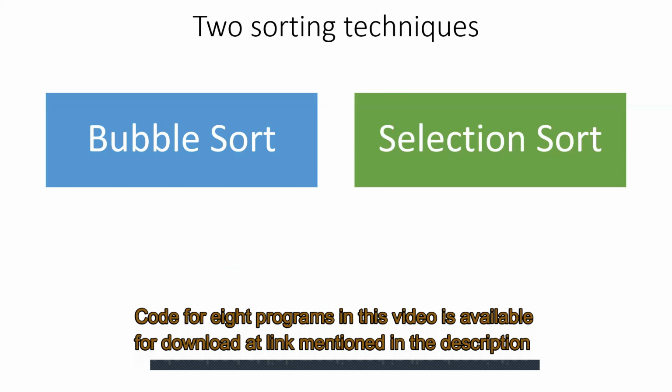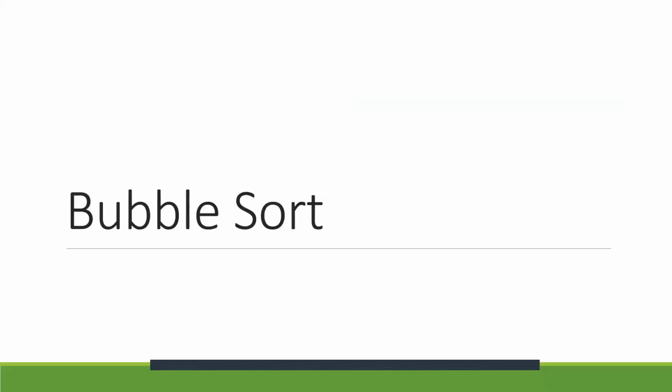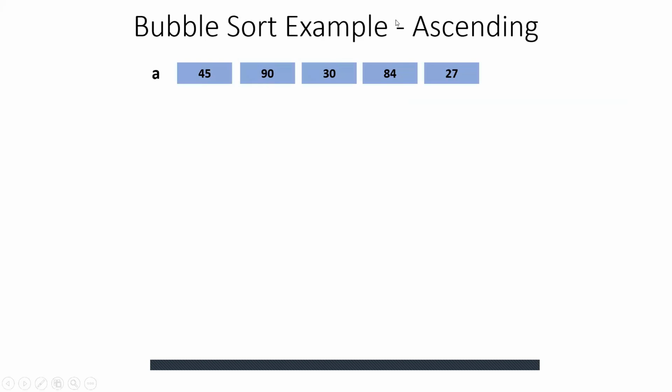Let us first have a look at bubble sort, how it works, and then we will look at the Java program for bubble sort. How does bubble sort work? We are taking an example of 5 array elements. Imagine our array has these 5 elements, and we want to sort this array in ascending order. Ascending order means small to big. So we are looking at the bubble sort algorithm.